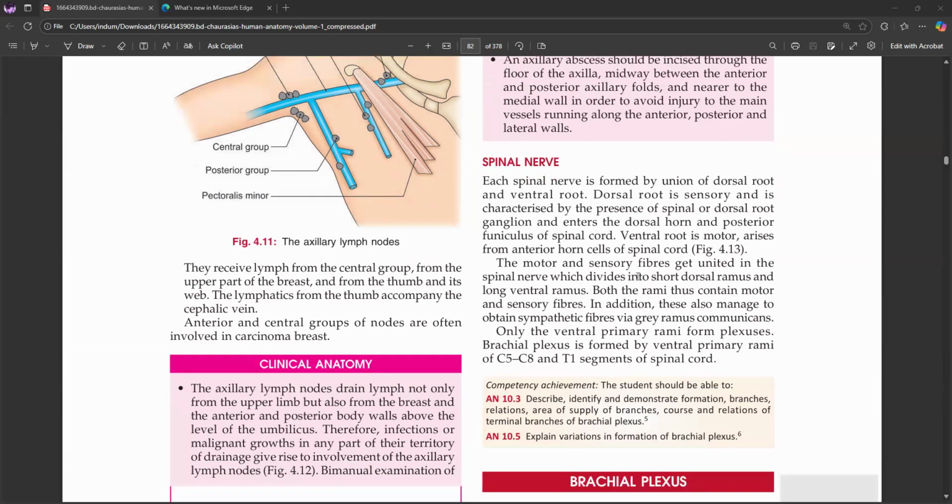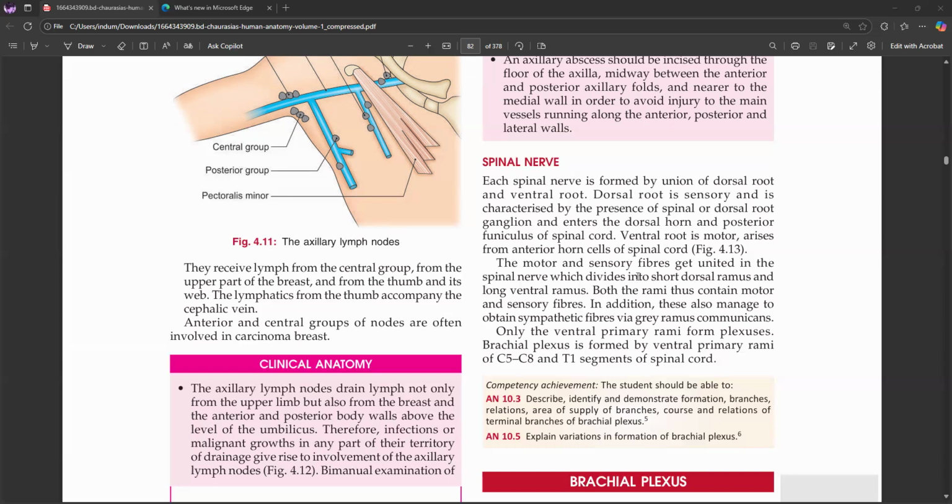Spinal nerve. Each spinal nerve is formed by union of dorsal root and ventral root. Dorsal root is sensory and is characterized by the presence of spinal or dorsal root ganglion, and enters the dorsal horn and posterior funiculus of spinal cord. Ventral root is motor, arising from anterior horn cells of spinal cord.